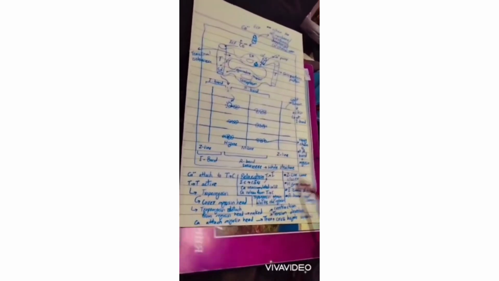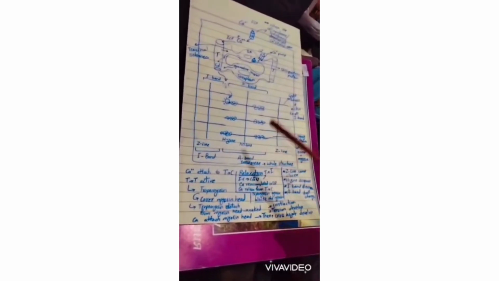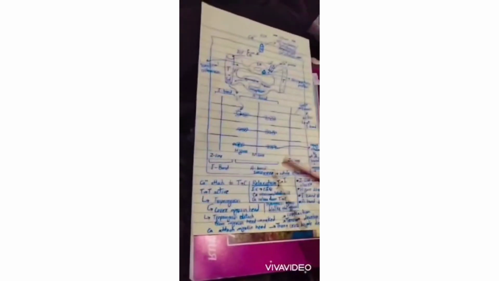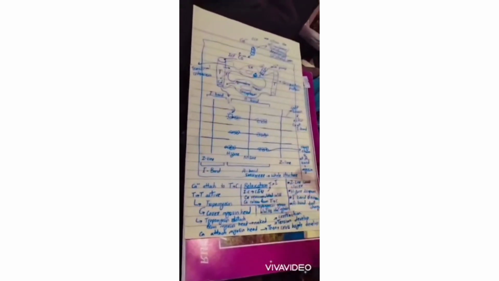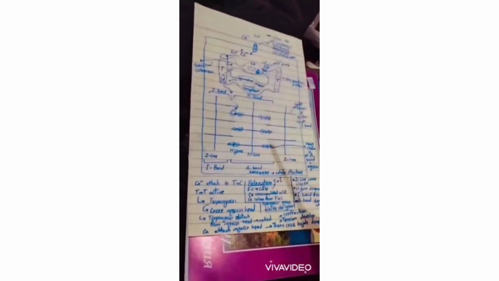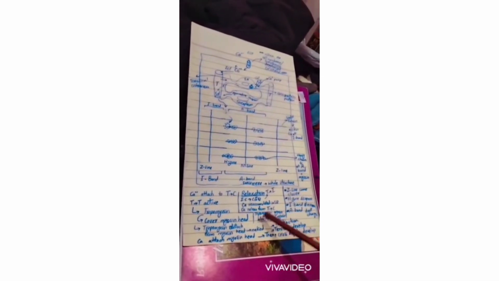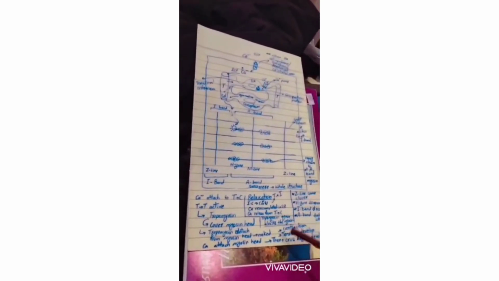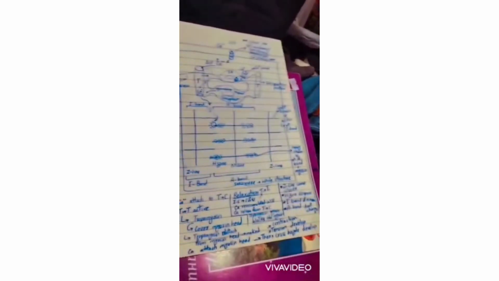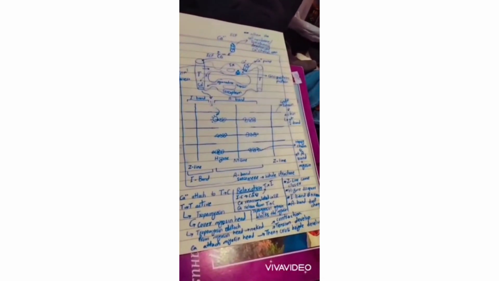This is the contraction, and then relaxation occurs when calcium decreases intracellularly. Calcium is reaccumulated in the sarcoplasmic reticulum, and then calcium is released from troponin C. Tropomyosin again blocks the myosin head, and then again contraction and relaxation occur in this way.